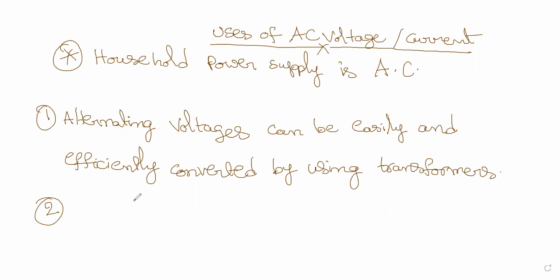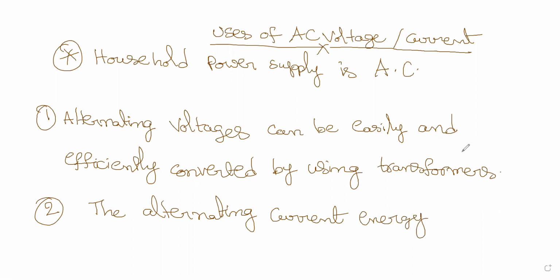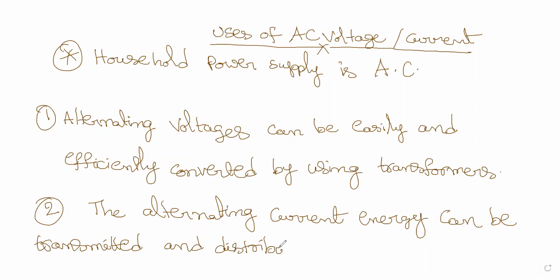The alternating current energy can be transmitted and distributed over a long distance. So these are the uses of AC.